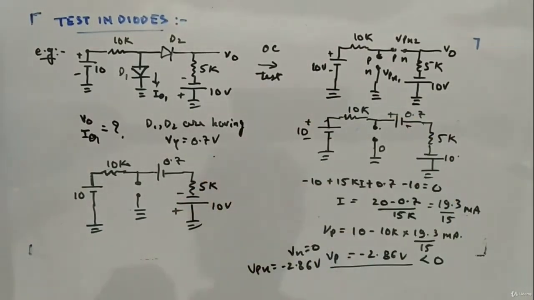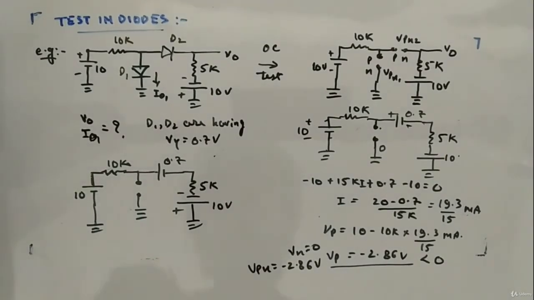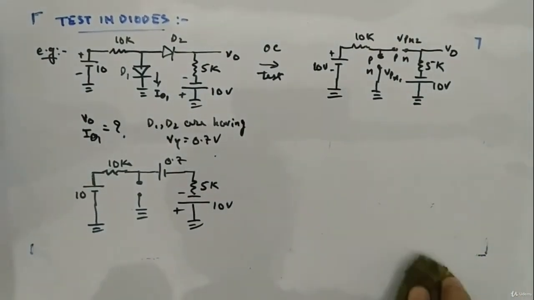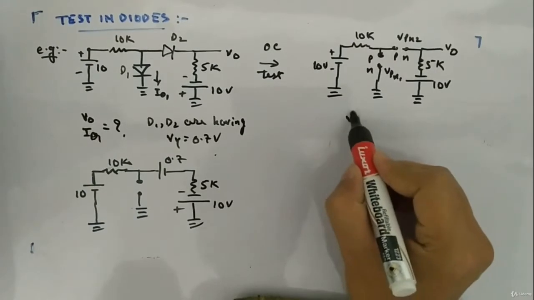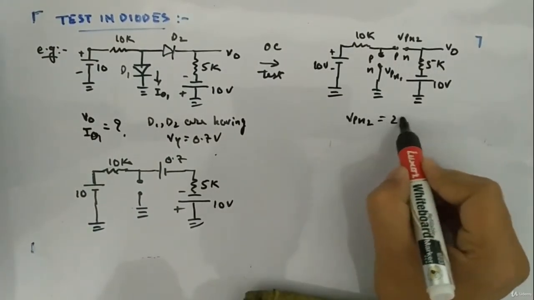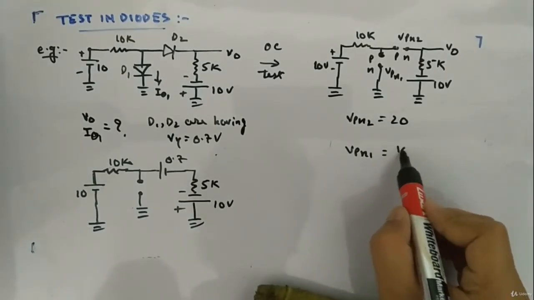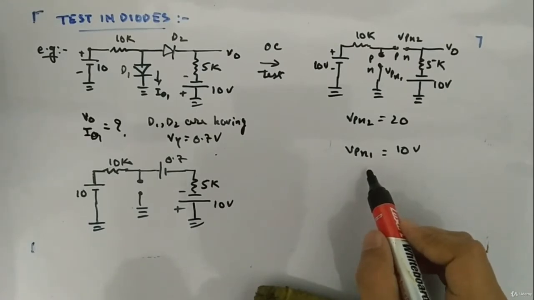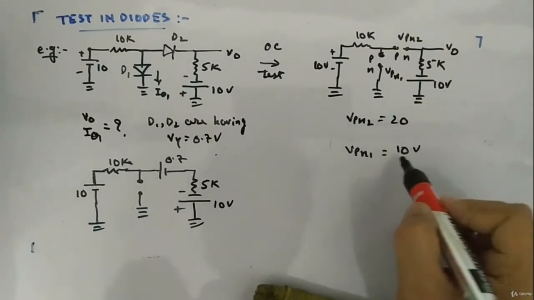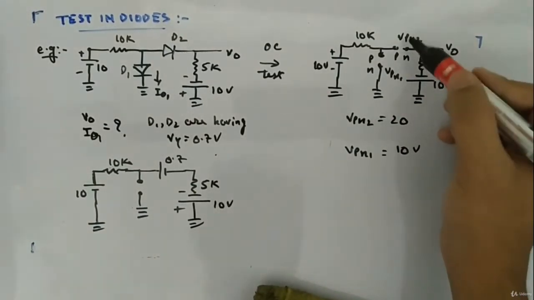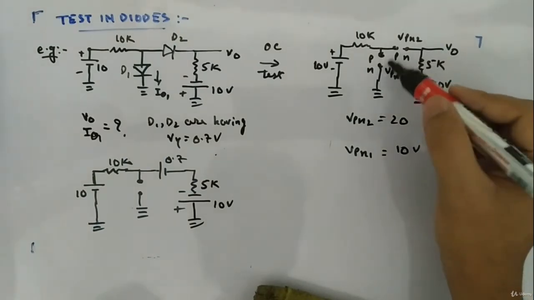So I have used both of the techniques. I hope it is clear. And mind you, one thing I also want to mention here. If you are clear with this, when we were checking Vpn2, it was equal to 20, and at that time Vpn1 was equal to 10 volts. So Vpn2 was greater than Vpn1, and that's the reason this diode was first on, and then we checked for this.